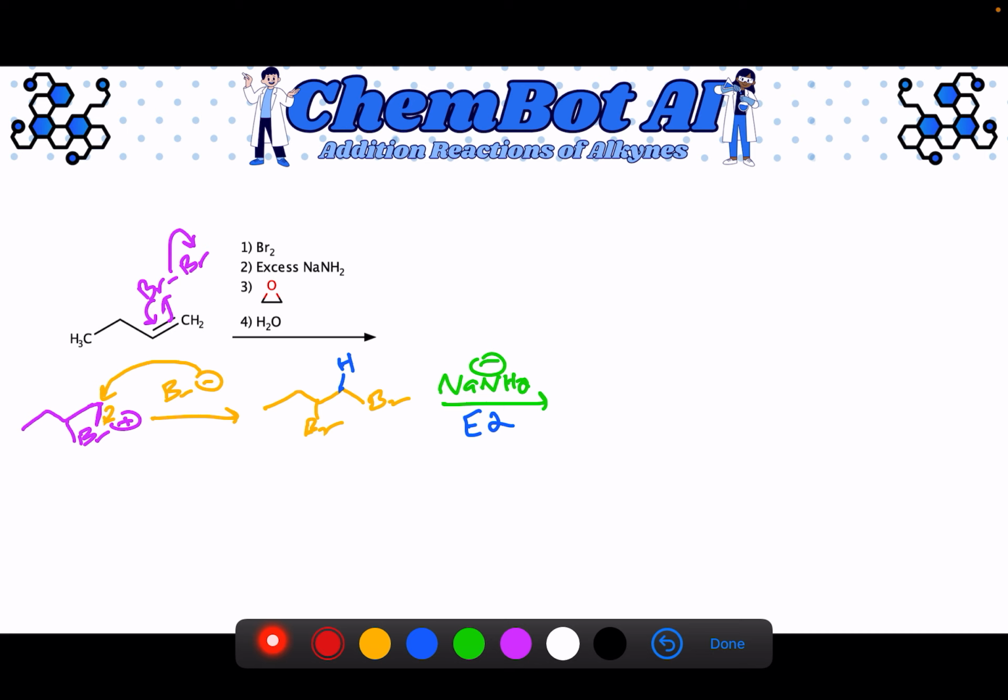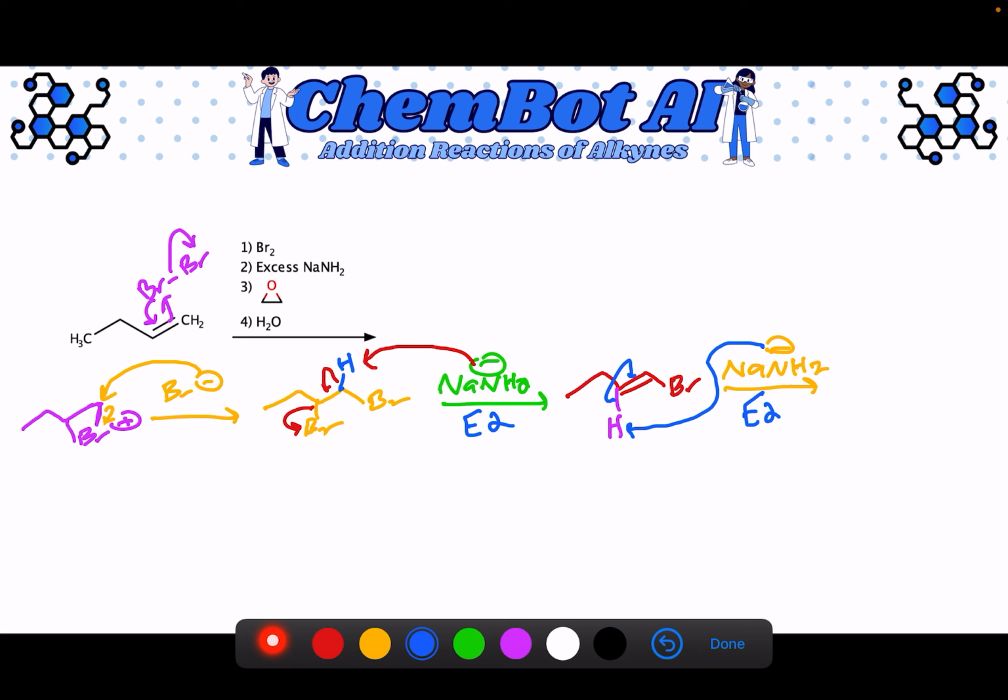So our strong base is going to attack one of our beta hydrogens, the electrons from the bond are going to fall down onto our structure, and our bromine atom is going to leave as a good leaving group to form a double bond. And once again, our sodium amide is going to come back, and another E2 reaction is going to occur, where our strong base is going to react with that beta hydrogen, the electrons from the bond will fall back onto our structure, and our bromine atom will leave to form a triple bond.